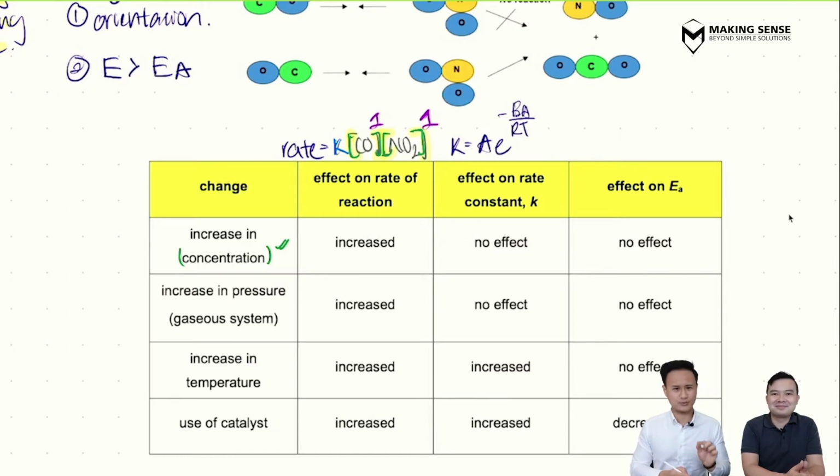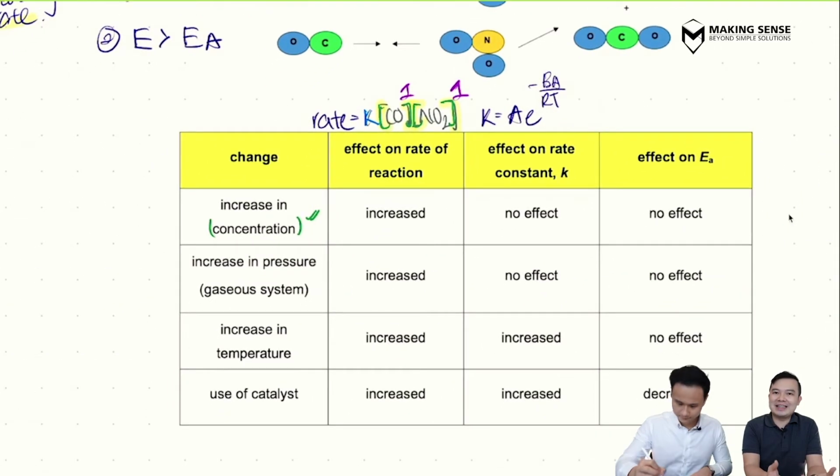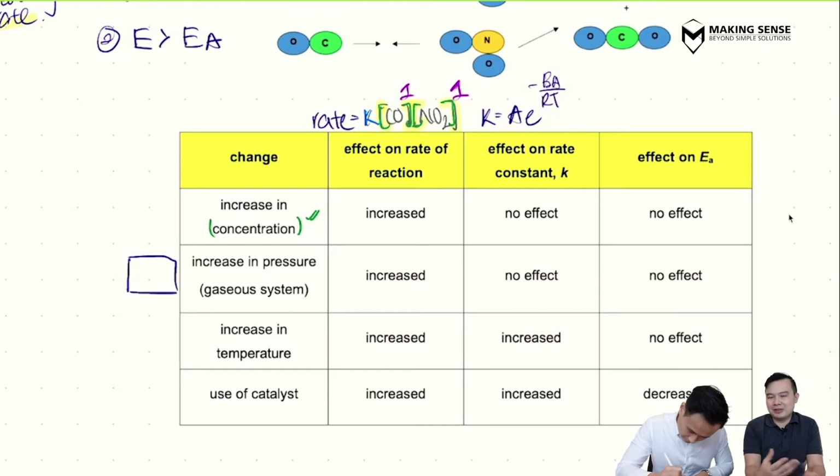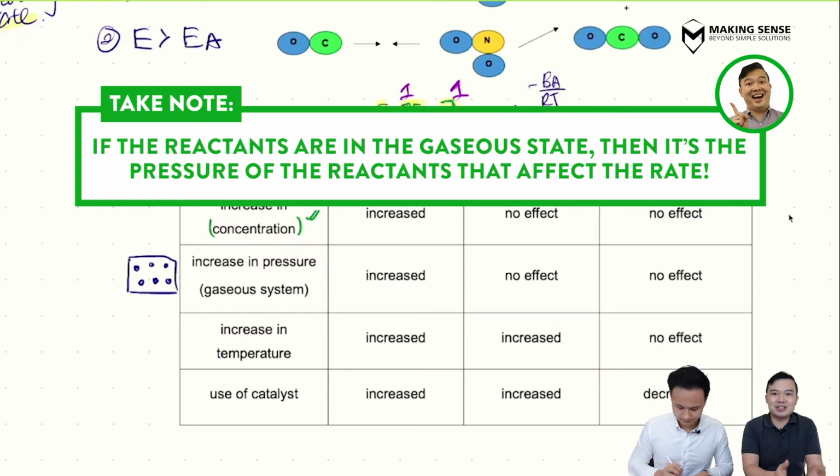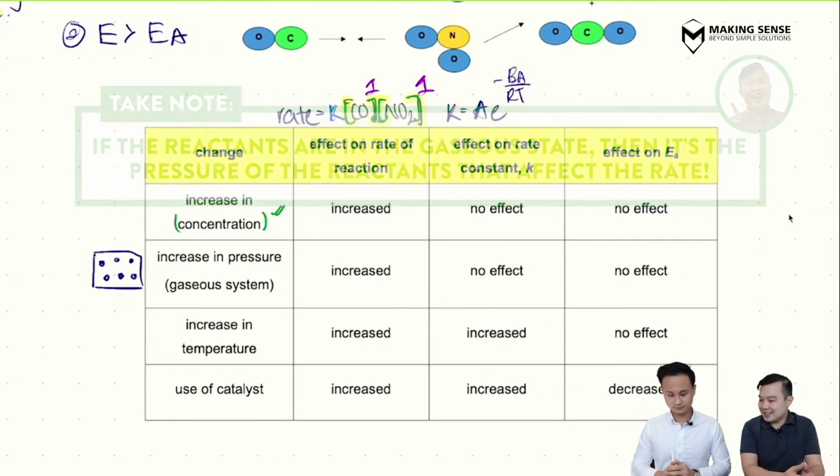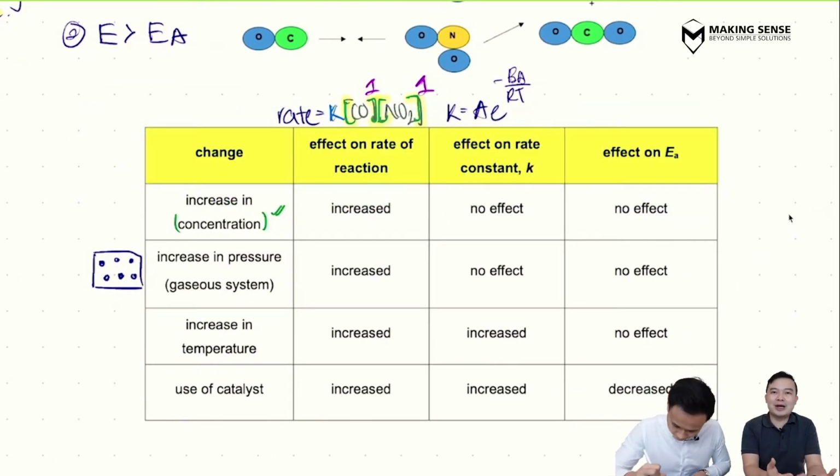Now, Mr. Long, you said aqueous reagents. What happens if my reagents are in a gaseous state? We can also consider the idea of concentration in gaseous systems, but it is a different concept, known as pressure. It turns out pressure will affect gaseous systems. In this case, they are all gases, so definitely we can also discuss the partial pressure of the reactants.